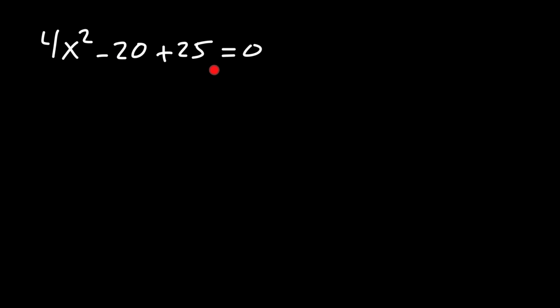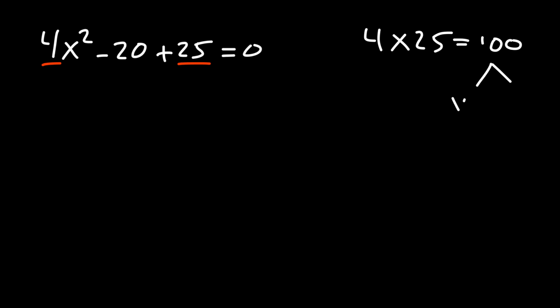Now I have a quadratic equation with a leading coefficient of 4. So I have to use the AC method. The AC method stands for multiplying A with C. So 4 times 25 equals 100. I have to look for two numbers that multiply together to give 100 and add up to negative 20. So we have 10 times 10 equal 100, or minus 10 times minus 10 again equal 100. But which one will we use? We will use, of course, minus 10 with minus 10, because if we add them up together, we will get minus 20.